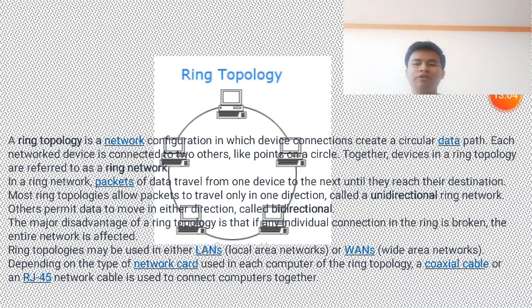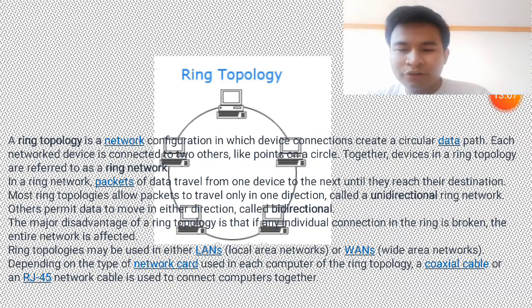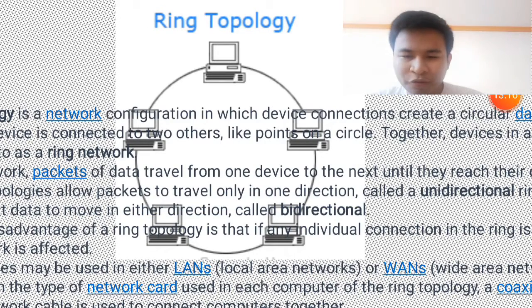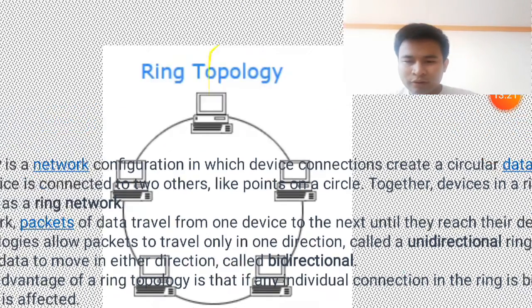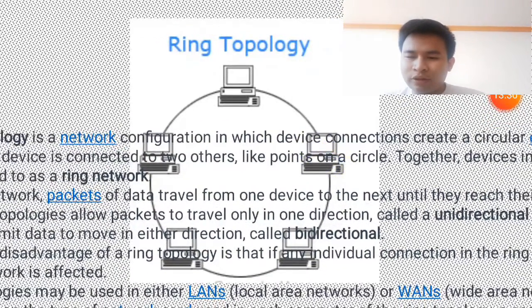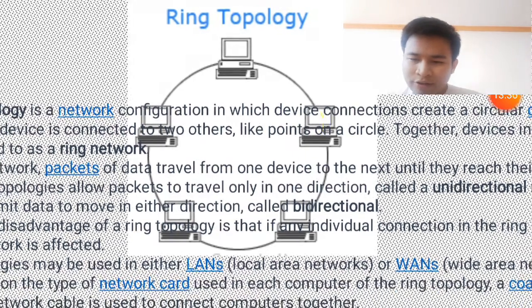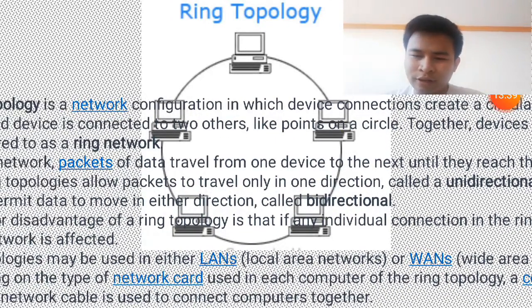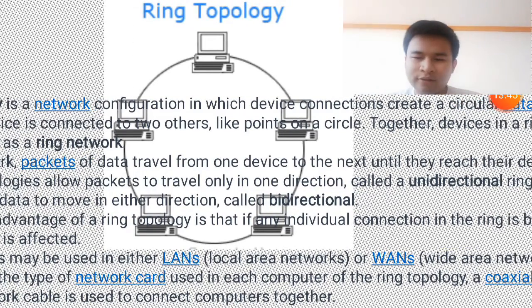Then next, ring topology is a network configuration in which device connections create a circular data path. Each network device is connected to others like points in a circle. So this ring topology, as you can see in this image, is circled together. In this first computer, you send data to the second computer, the second device, and it sees what you're sending, and the others just rotate it.